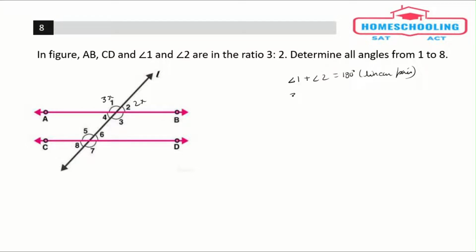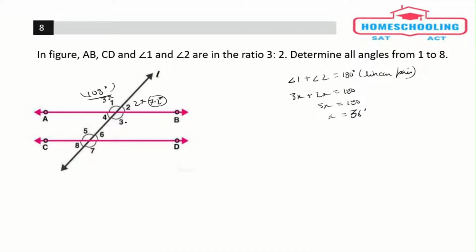So we can write 3x plus 2x is equal to 180 degrees. So 5x is equal to 180. Hence x would be 180 by 5, that is 36 degrees. So now this angle would be 36 into 2, that would be 72 degrees, and this is 3x, so 3 times 36, that would be 108 degrees.